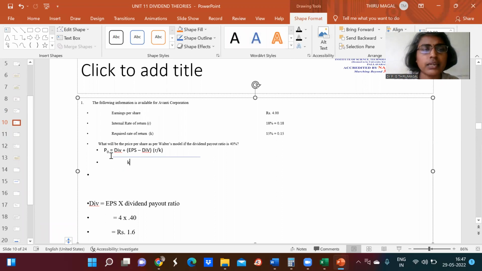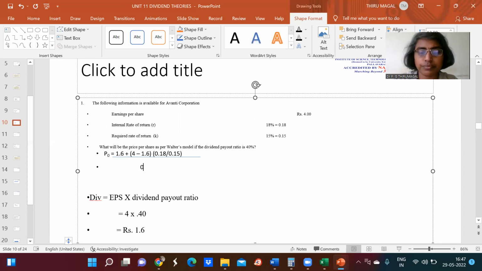Instead of dividend, we substitute 1.6, into EPS minus dividend. EPS, as given in the problem, is 4, and the dividend again is 1.6. And R by K. The R value is 0.18 and the K value is 0.15. And the whole divided by K. Again, the K value is 0.15.